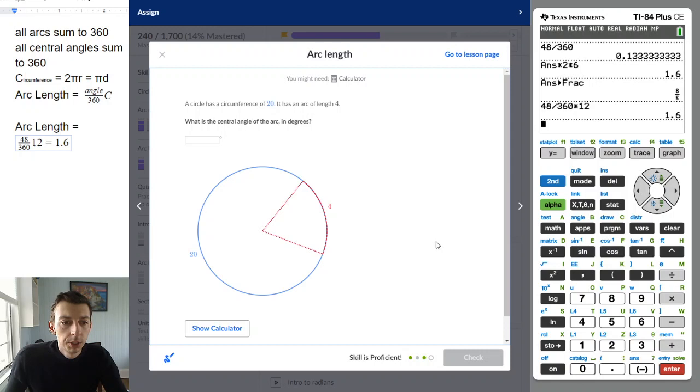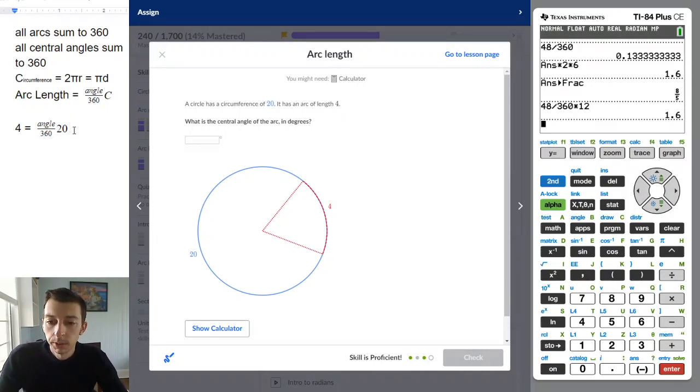Moving on to my next question. This one I have to solve for the angle again. This is a good one for us to do. So I start with my formula. It says that the circle has a circumference of 20 and it has an arc length of 4. What is the central angle? So how much of an angle opens up to an arc length of just 4 here? So let's put in 4 for our arc length, and we can substitute in 20 for our circumference.